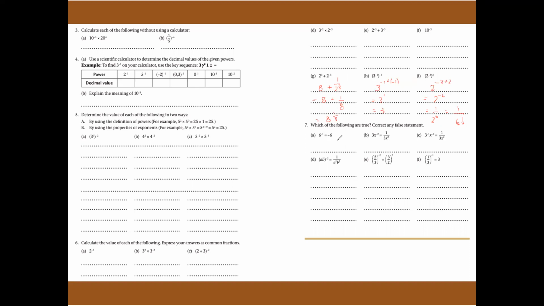Okay, last question. Which of the following are true? Correct any false statements. This one is false because that negative doesn't go in front of the whole number. All that negative does, it makes it into a fraction like that. It's got nothing to do with whether the final sum is negative or positive. It just shows you the positioning of that 6 in a fraction form, whether it is a numerator or a denominator.